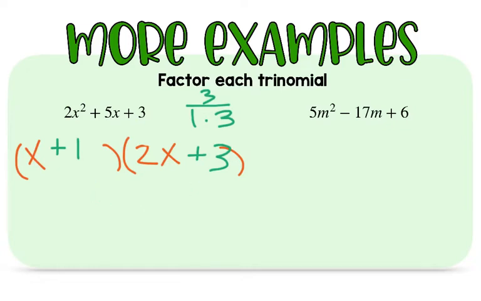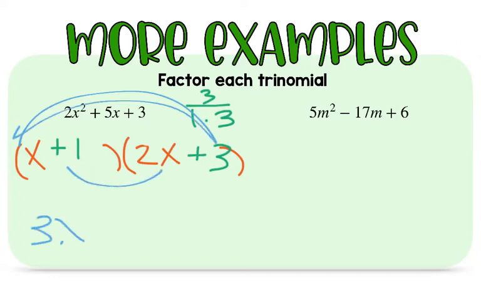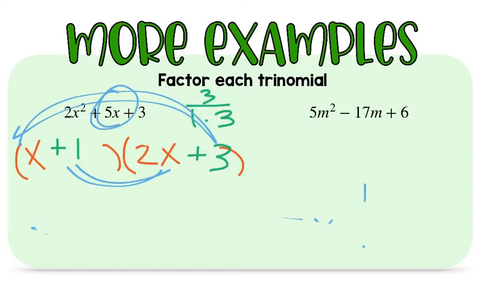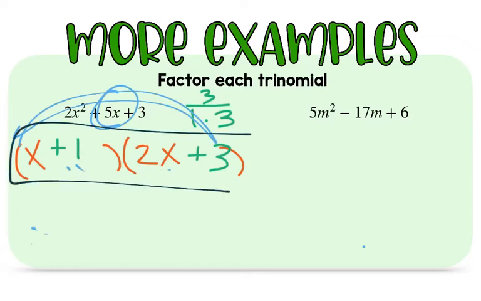Remember when I'm checking this, a quicker way of doing it is just check the outside, check the inside ones. So the outside one gives us 3x and the inside one gives me 2x. What will those add up to be? 5x, which is exactly what I wanted. So I know that this is correct, and this is the way that I factor it. And so this is my final answer.